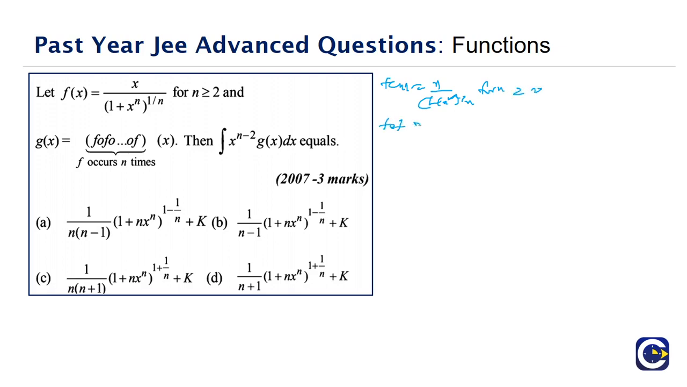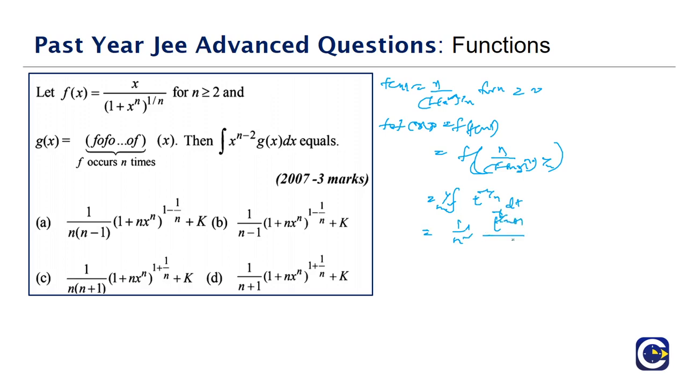So f circle f of x is nothing but f of x by 1 plus x whole power n whole power 1 by n. So this integral becomes 1 by n square t power minus 1 by n dt, which is nothing but 1 by n square t power minus 1 by n plus 1 divided by minus 1 by n plus 1 plus k. So which will give me 1 by n into t power 1 minus 1 by n minus 1 plus k, which is equal to 1 plus nx power n power 1 minus 1 by n divided by n into n minus 1 plus k.